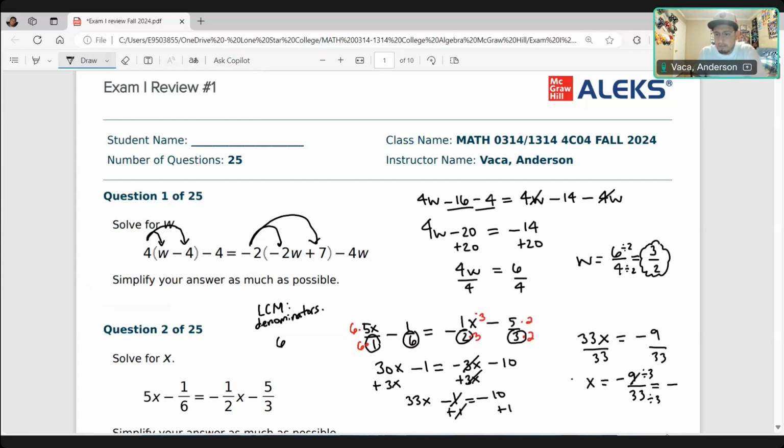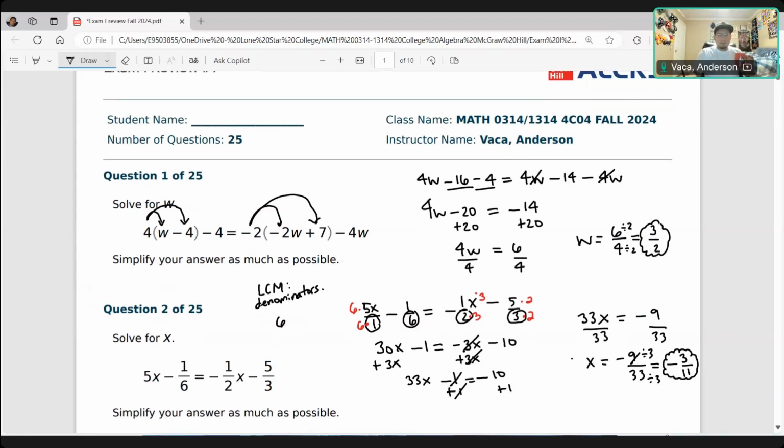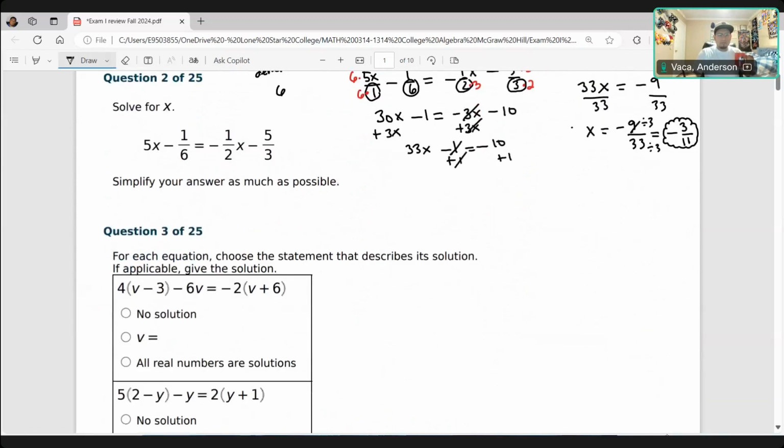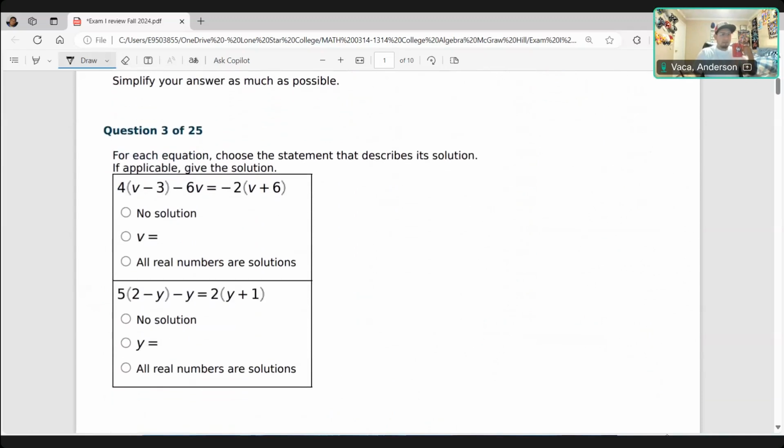And so we get negative 3 over 11. Nothing wrong with getting a fraction for an answer, okay? Alrighty then, let's move on to the next set of examples. And let's stay right here with number 3. For each equation, choose the statement that describes its solution.